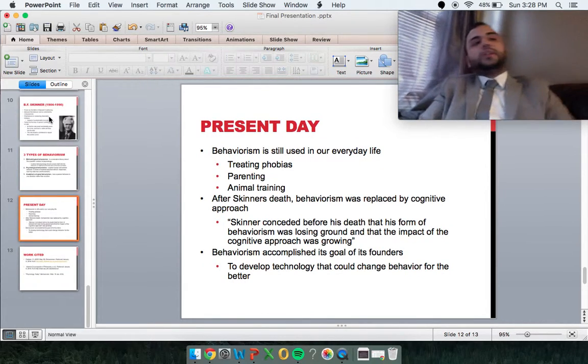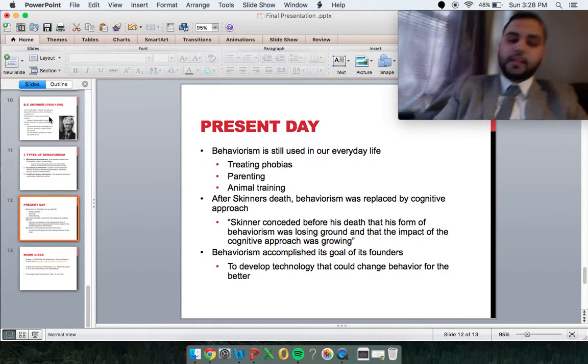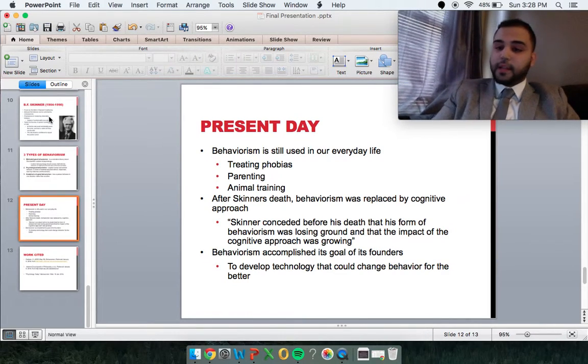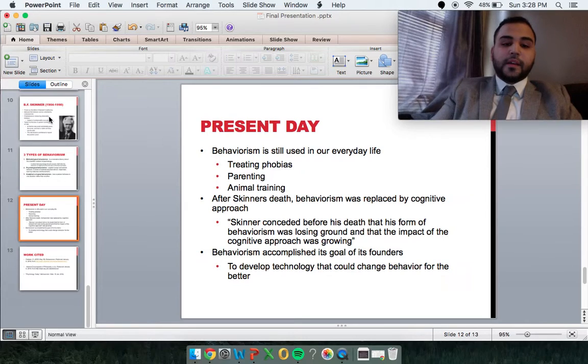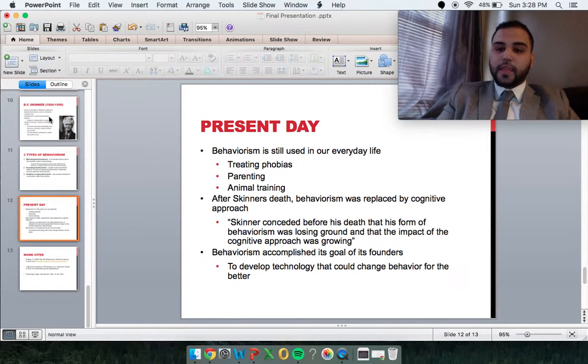So, what is behaviorism today? Presently, behaviorism is still used in our everyday life. We just don't notice it. Whenever we associate two things together, we always assume that they will go together. That is behaviorism itself. So behaviorism is used, as mentioned before, for treating phobias, parenting, and even animal training.